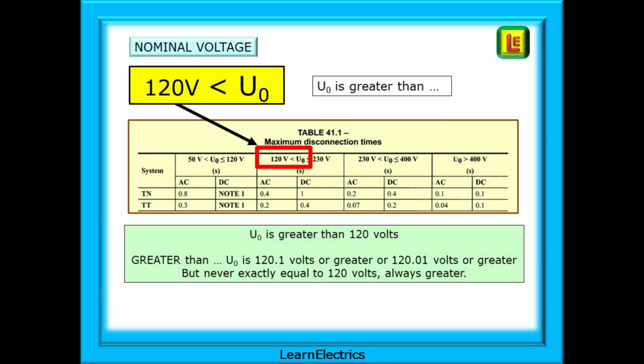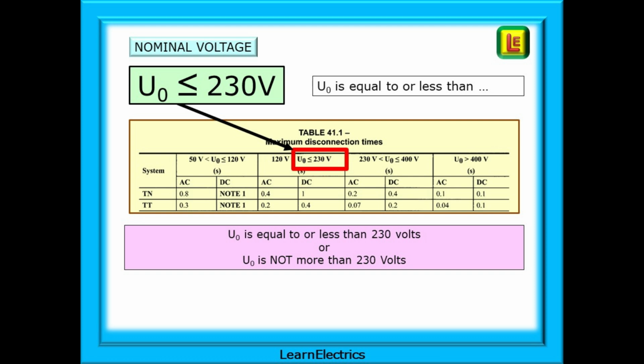Looking at some of the other symbols now, what does this mean in the red box? Look at the direction of the arrowhead. The big gap is next to U0. This is telling us that U0 is greater than 120 volts. It must be greater than, but never exactly equal to 120 volts, always greater. This symbol tells us that U0 is equal to or less than 230 volts. That U0 is not more than 230 volts. Learn to recognize these symbols. They can be the difference between passing or failing a question.